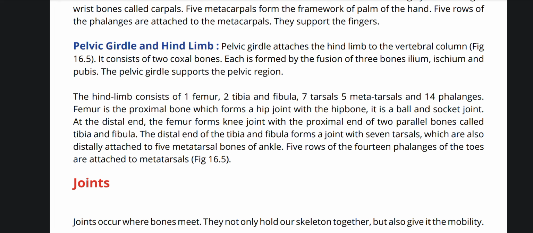The femur is the proximal bone which forms a hip joint with the hip bone. It is a ball and socket joint. At the distal end, the femur forms the knee joint with the proximal ends of two parallel bones called tibia and fibula. The distal ends of the tibia and fibula form a joint with seven tarsals, bones of the ankle, which are also distally attached to five metatarsals. 5 rows of 14 phalanges of the toes are attached to the metatarsals.